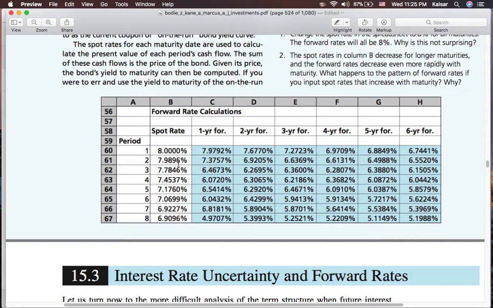Так, the spot rate is 1 year forward, 2 year forward, 3 year forward, 10 years, 5 years, 6 years.